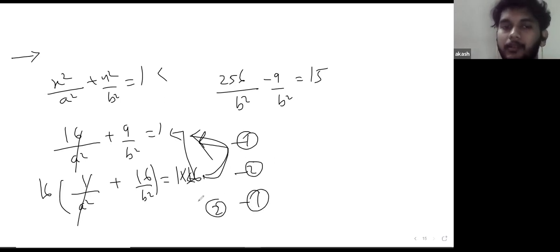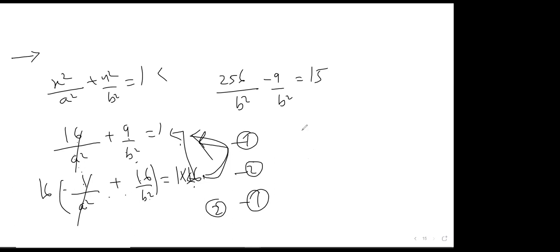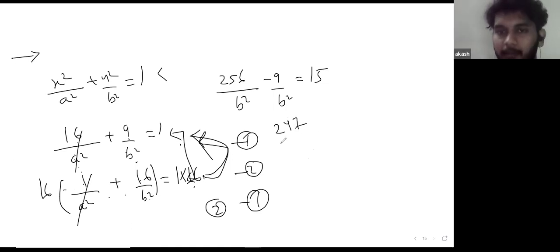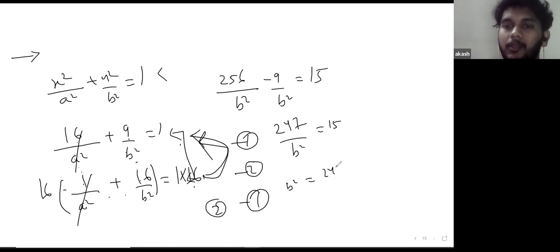So this 16 by a square minus 16 by a square is getting cancelled. Plus this is 256 by b square minus 9 by b square, and this is 16 minus 1. So this is 247 by b square is equal to 15. b square is equal to 247 upon 15. You got b square. Put it in any equation, you'll get a square.